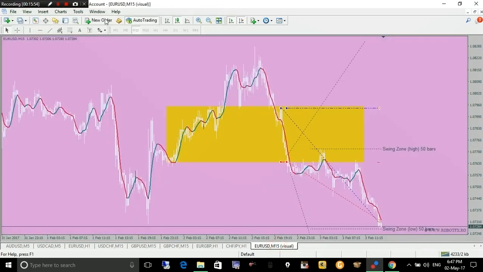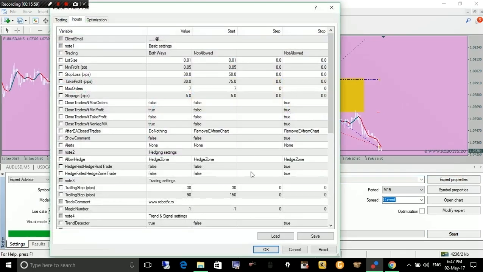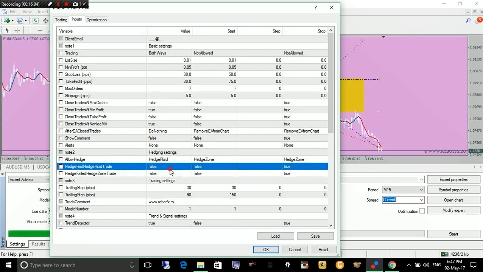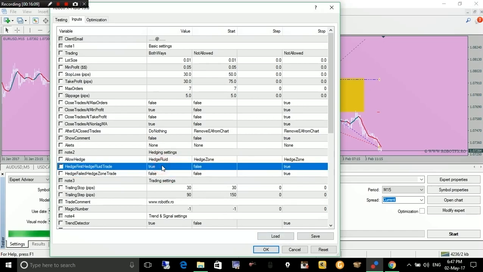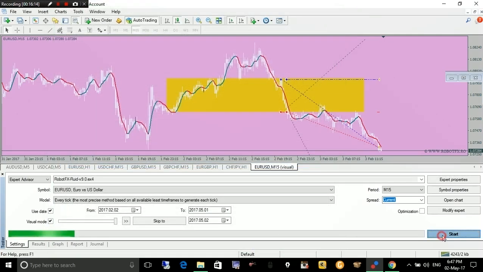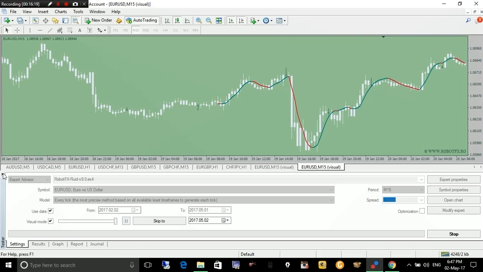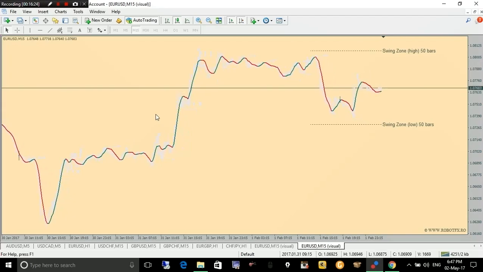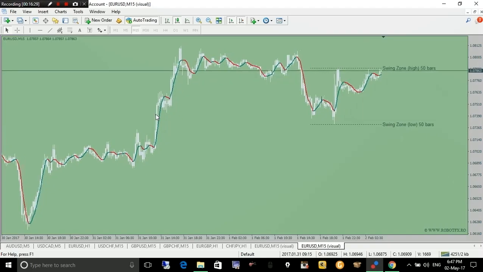Let me demonstrate very fast, and I say very fast because my Bluetooth battery is dying, and my microphone might stop working. Now, I'm hedging fluidly. I'm trading with the trend, and I have hedge first, hedge fluid trade set to true. What that means is, we are having an uptrend right now. The expert advisor is looking to buy. Sorry, it's not an uptrend, it's a ranging trend. Now it is an uptrend.